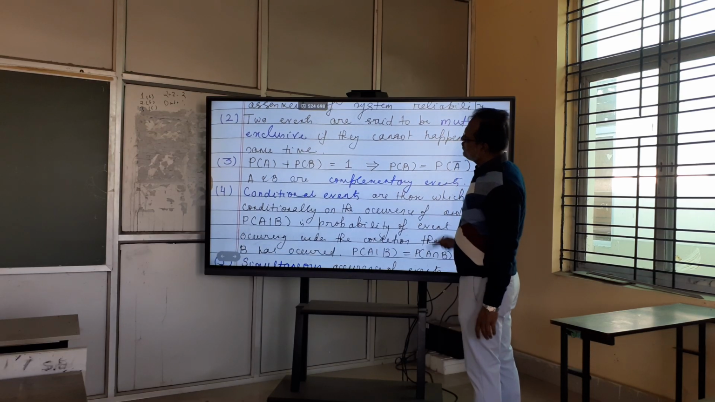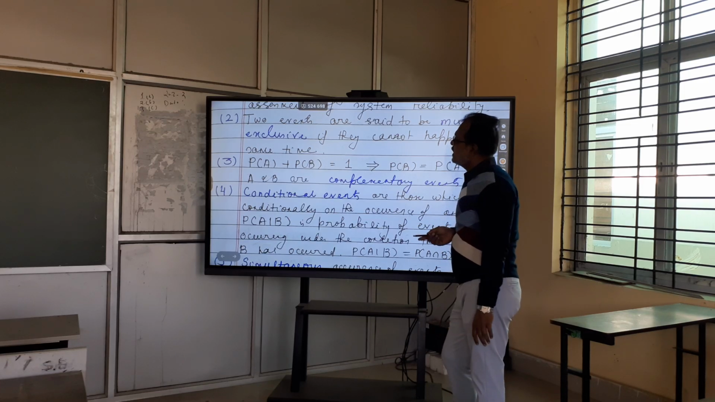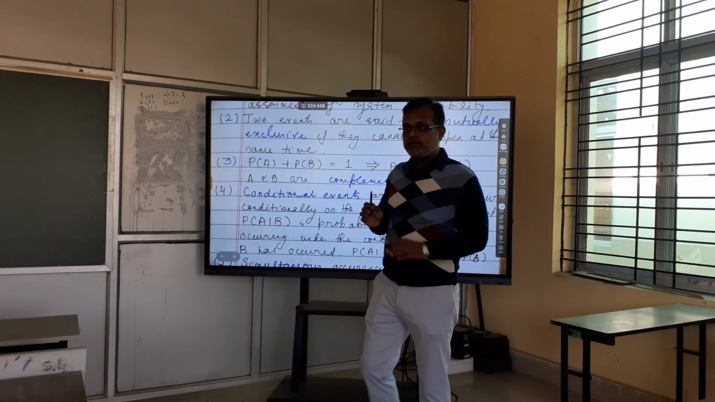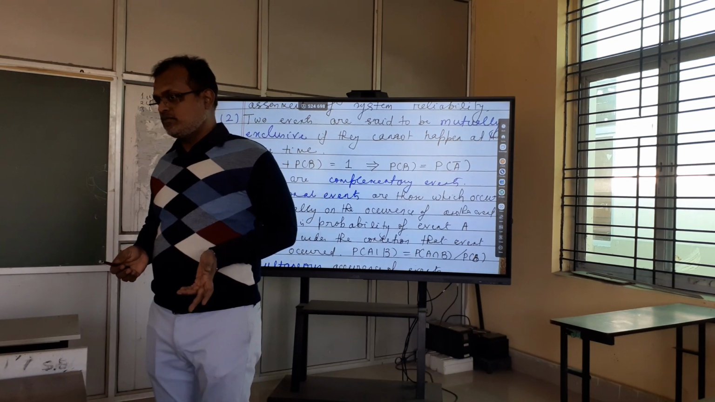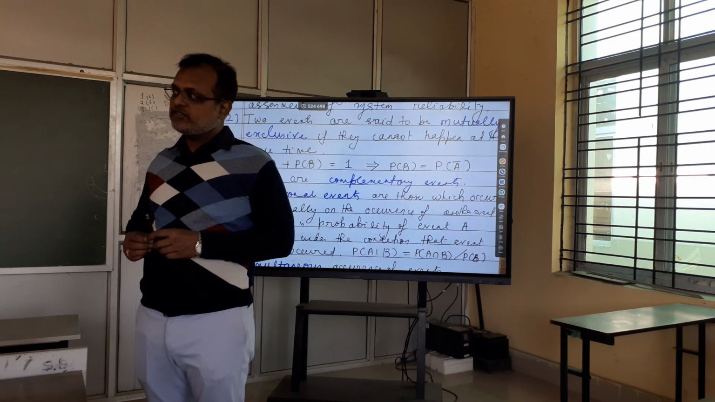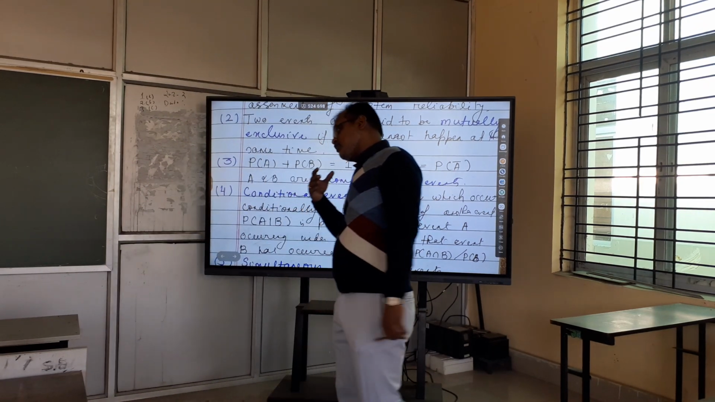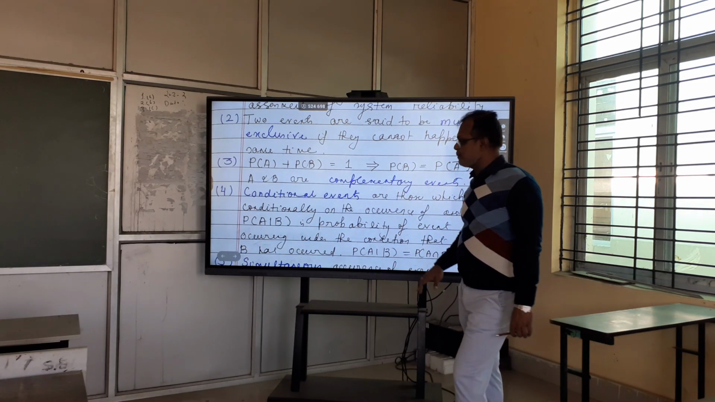Next, point number 5: two events are said to be mutually exclusive if they cannot happen at the same time. They are mutually exclusive. You cannot be in the class and out of the class at the same time. That is possible only in quantum states, otherwise it is not possible. You can either be here or out of here. So those are two mutually exclusive events.